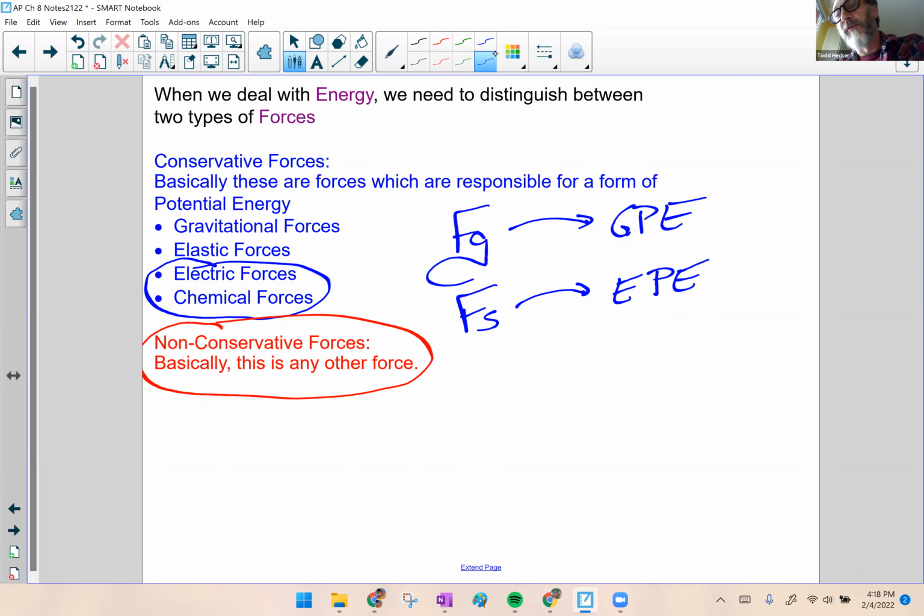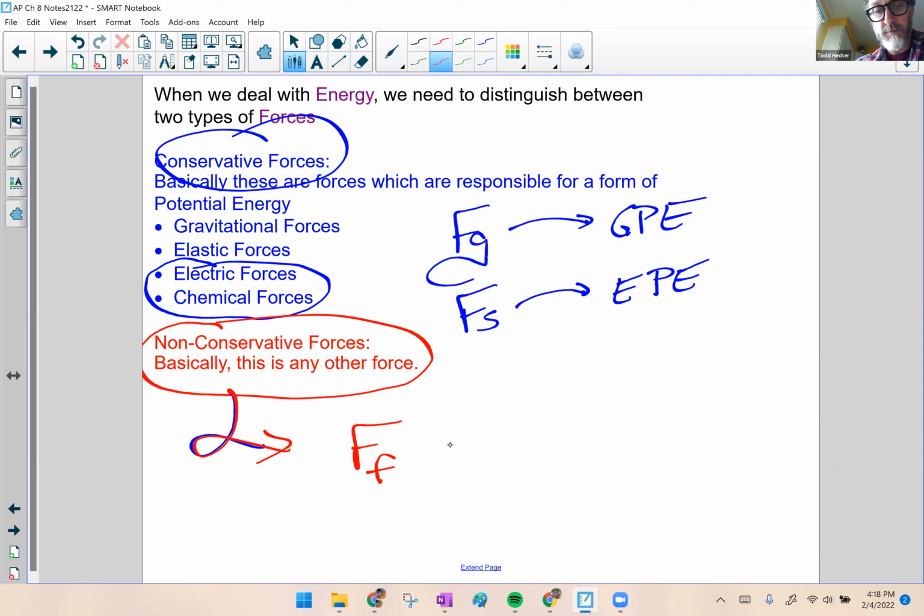So if a force has a form of potential energy associated with it, it's conservative. If it does not have a form of potential energy associated with it, it is non-conservative. For us, non-conservative forces are going to be things like friction, normal force, forces like Roy or Sally, that kind of thing. Those are going to be non-conservative forces.